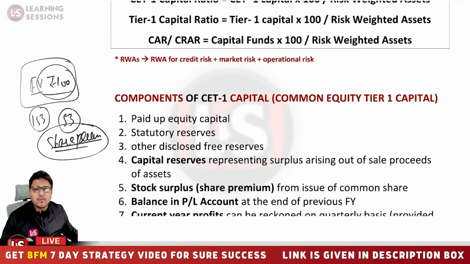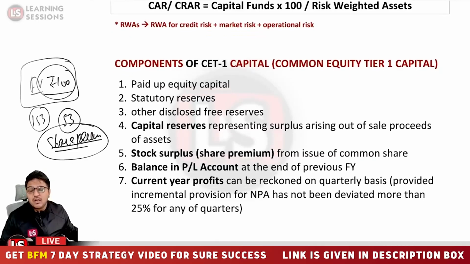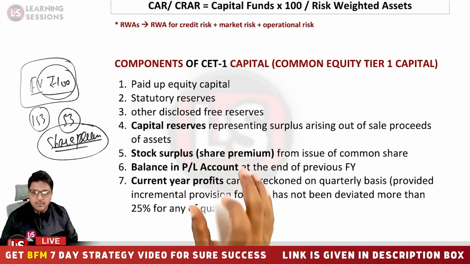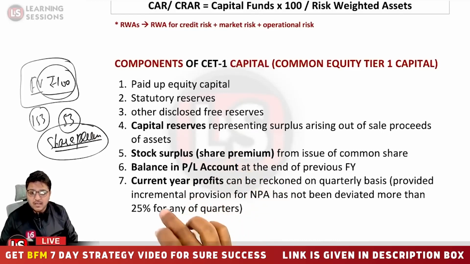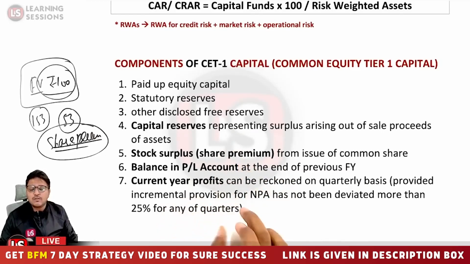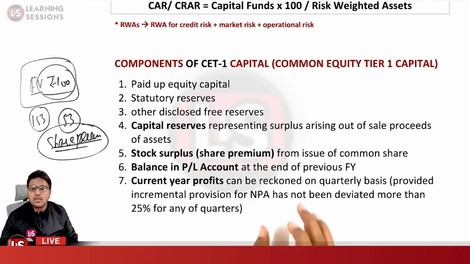And further, the current year profits can also be reckoned on a quarterly basis. So current year profits can also be considered as a CET1 component, but you need to keep one particular thing in mind: the incremental provision for the NPA should not deviate by more than 25%.